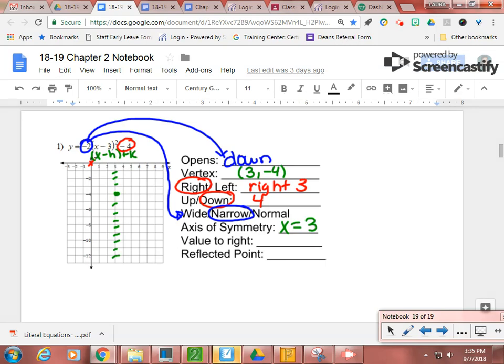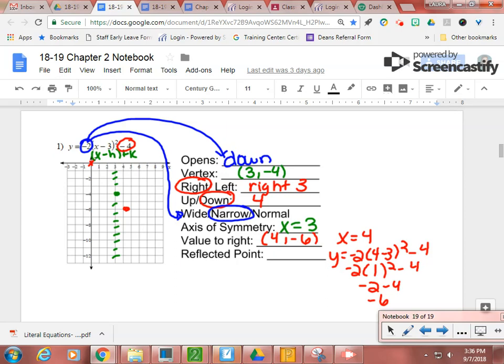So we want a value to the right. So directly to the right of 3 is x equals 4. So we're putting that into our equation. So -2, 4 minus 3 squared minus 4. So 1 squared minus 4. It's going to give me -2 minus 4, which is -6. So this is over 4 and down 6, which is right here.